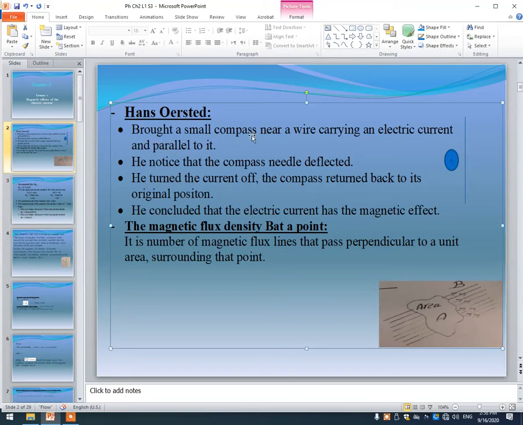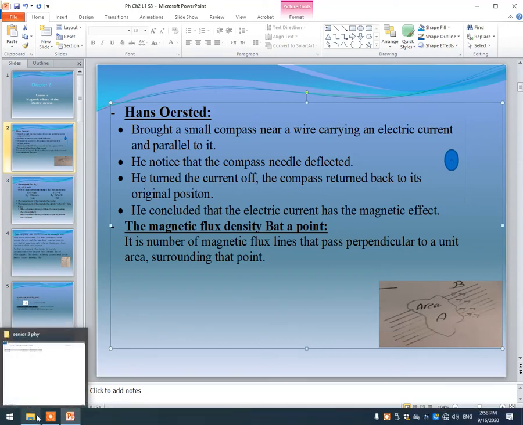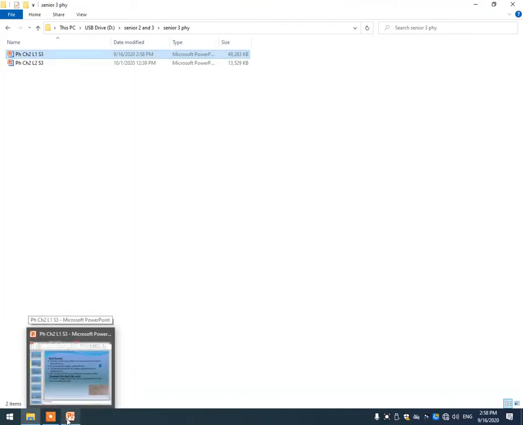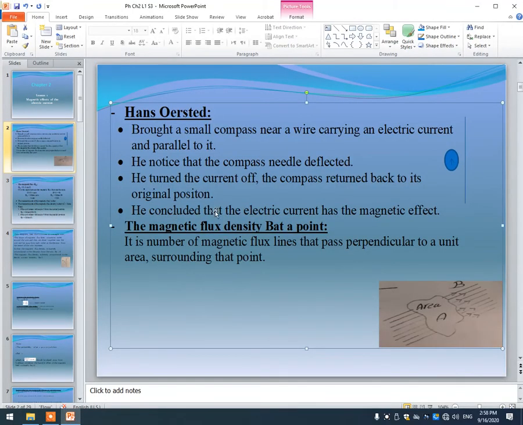So he brought a small compass near a wire carrying an electric current and parallel to it. He noticed that the compass needle deflected. He turned the current off, and the compass returned back to its original position. So he concluded that the electric current has a magnetic effect.